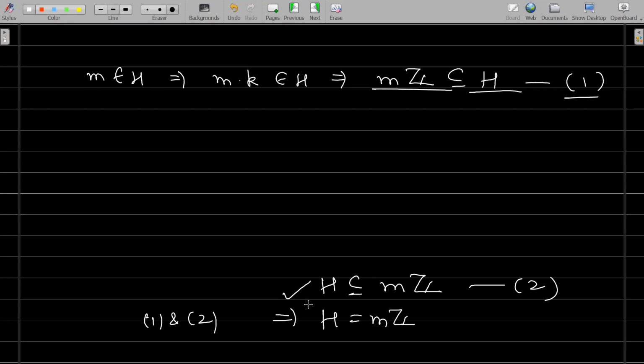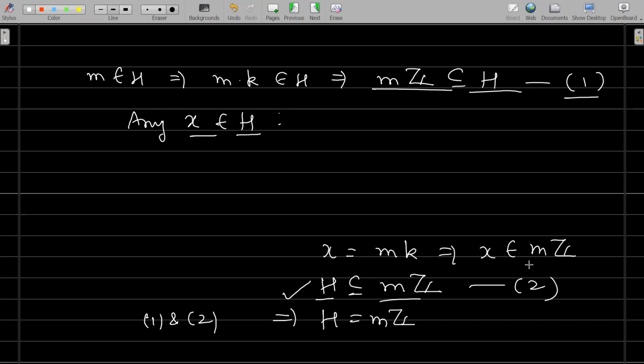Okay, so now I start with this one. How to show H is a subset of MZ? Start with any element of H. So I'll take any X belonging to H. I want to claim it is an element of MZ. So I want to claim X must be of the form M times some K. Then I can say X belongs to MZ. If I prove X is MK, then I can say it belongs to MZ. So any element of H I'm going to show is an element of the form MZ.